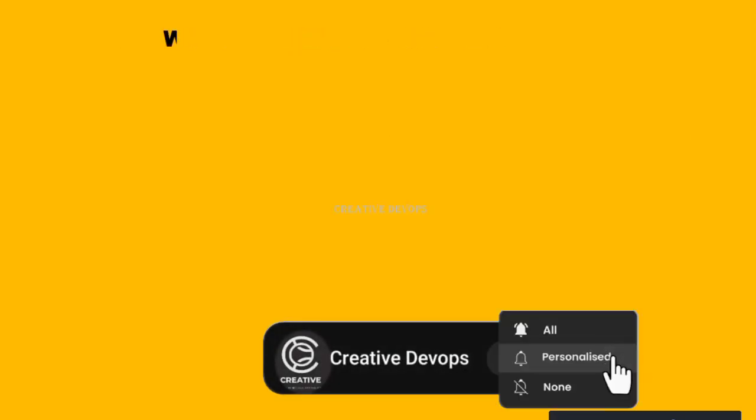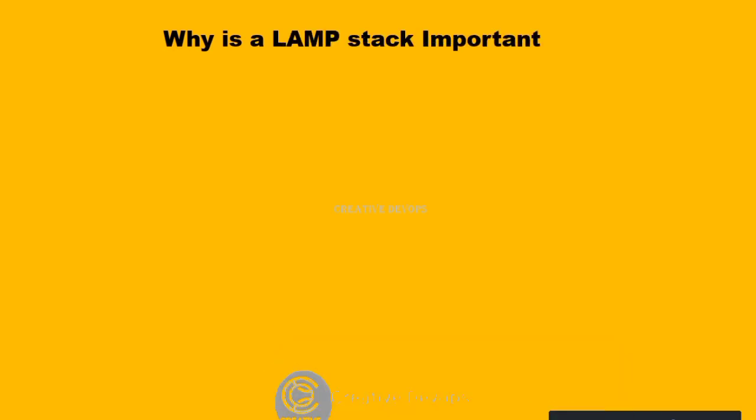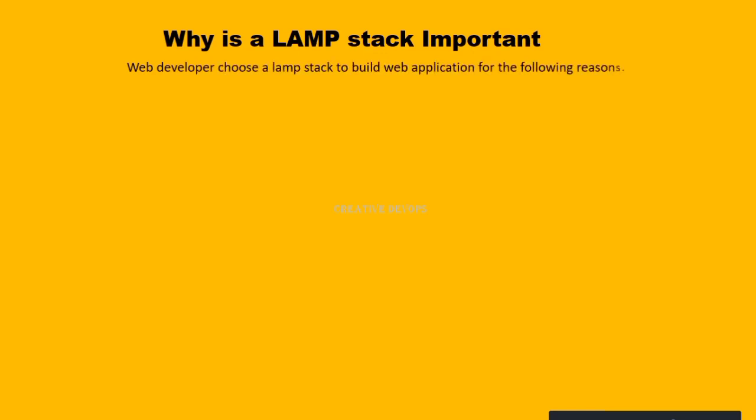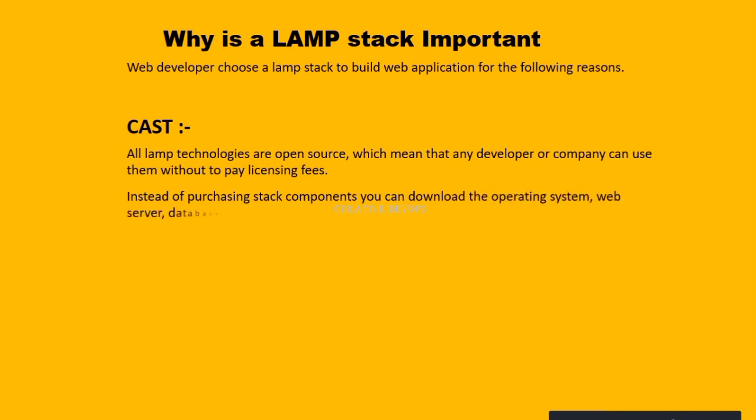Next is why the LAMP stack is important. Web developers choose a LAMP stack to build web applications for the following reasons. First is cost. All LAMP stack technologies are open source, which means that any developer or company can use them without paying licensing fees. Instead of purchasing stack components, you can download the operating system, web server, database, and scripting language.